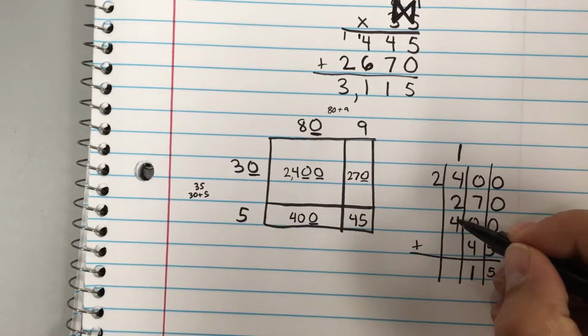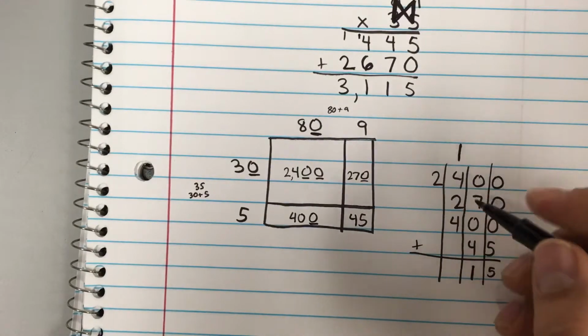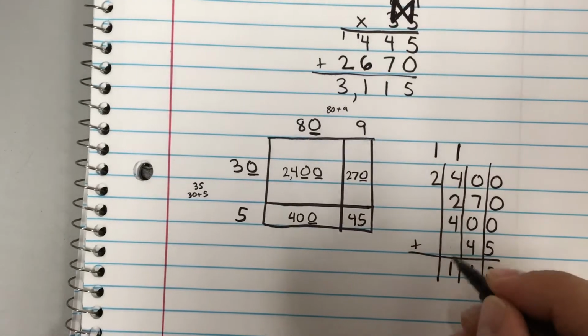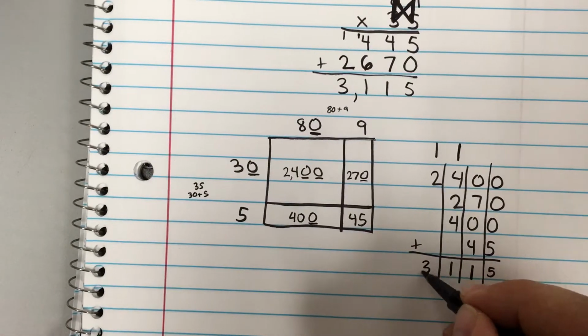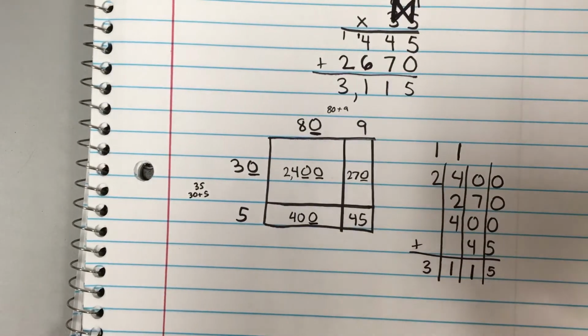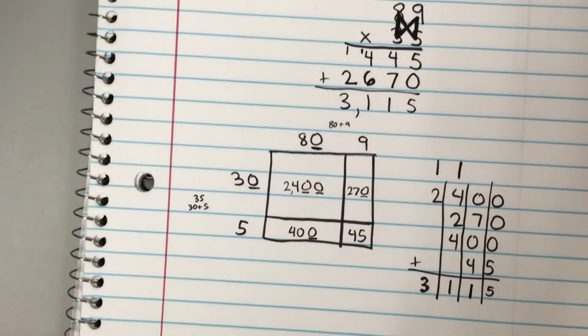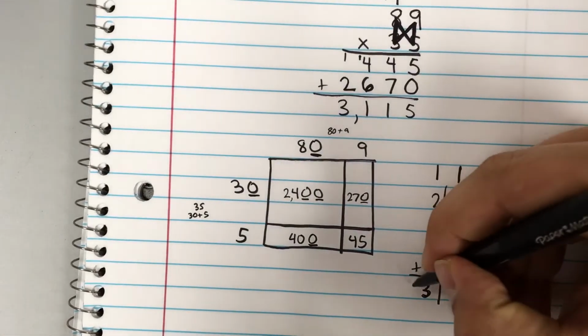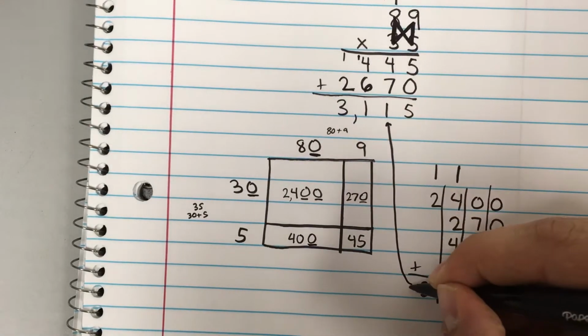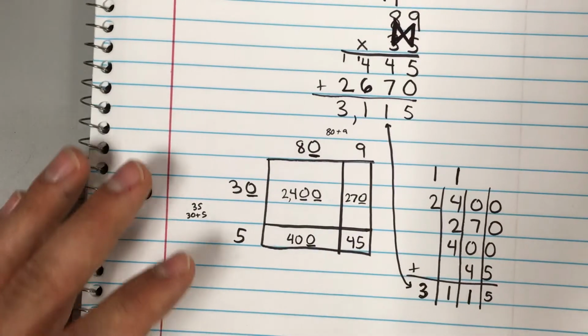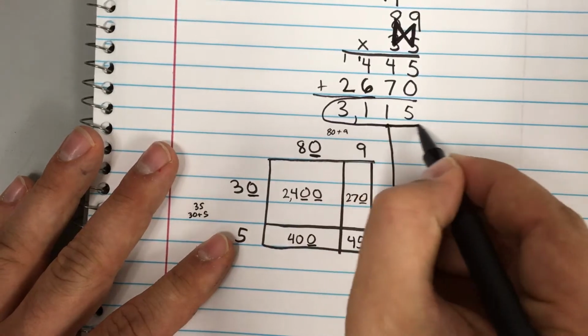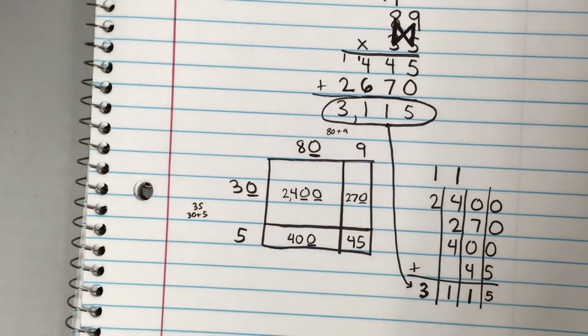4 plus 2 plus 4 makes a 10. Plus 1 more is 11. And finally, 2 plus 1, also known as 1,000 plus 2,000, does in fact equal 3,000. Okay? I have my two methods, and I draw an arrow between them to prove that my methods have agreed. So my product is 3,115.